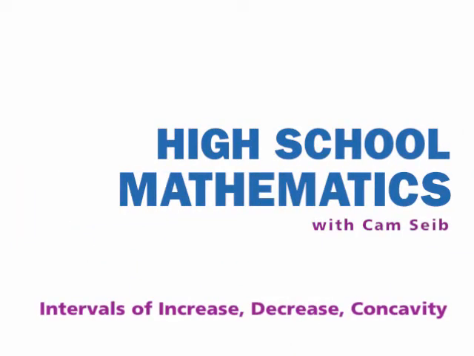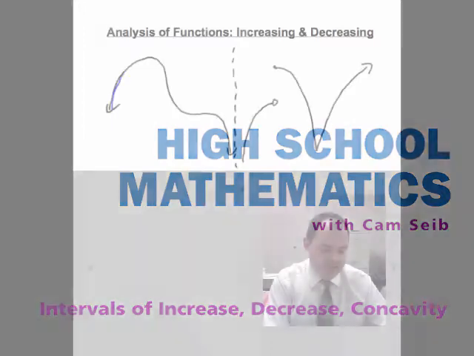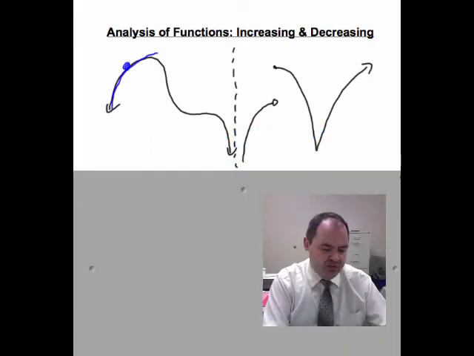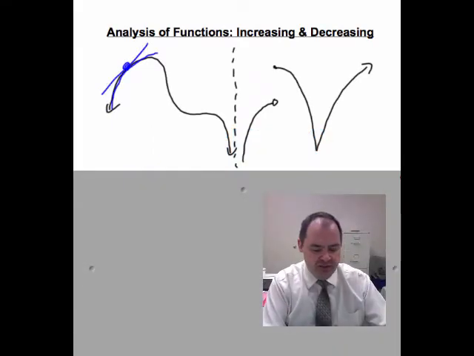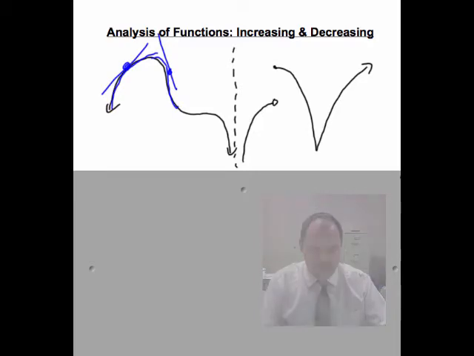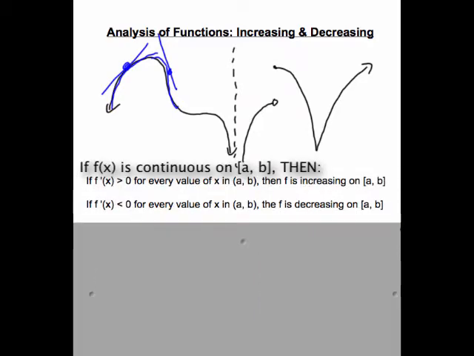Okay, we've talked for a while now about how if a function is increasing, its tangent slopes at given points on that interval are positive, and how if it's decreasing, tangent slopes on that interval would be negative. So let's just formalize this idea.